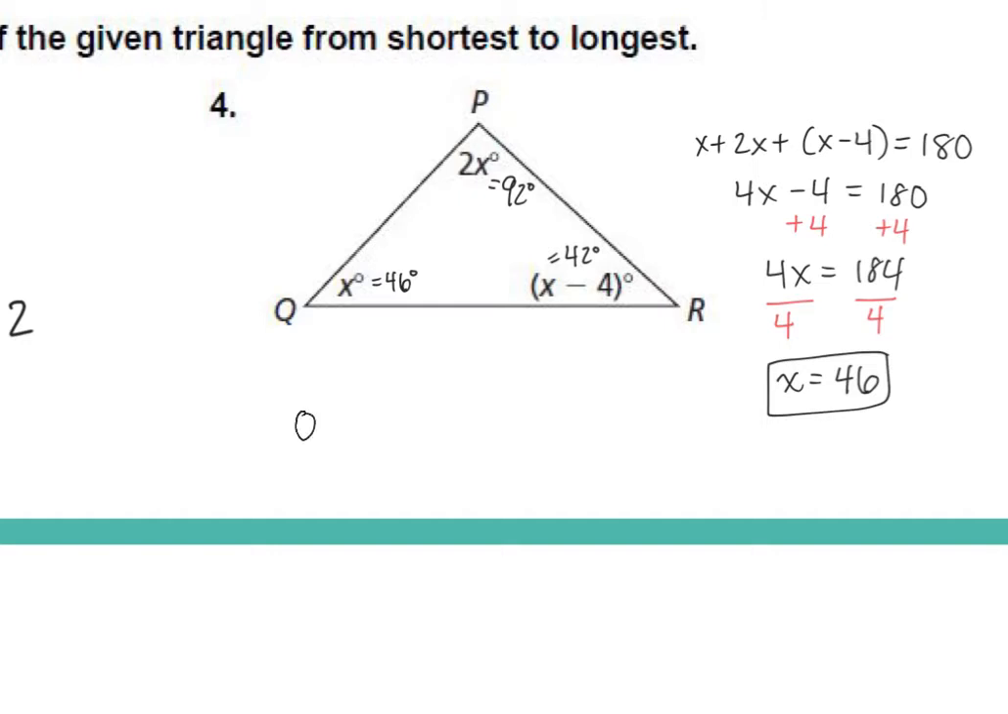QP. Good, Teresa, QP. Next, middle side. PR. PR, awesome. And the biggest side? QR. QR, awesome. So QP, PR, and QR.